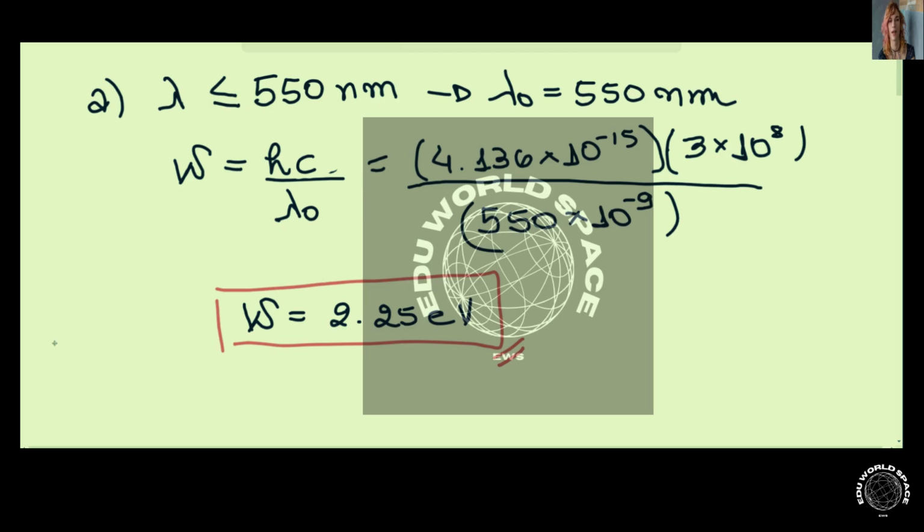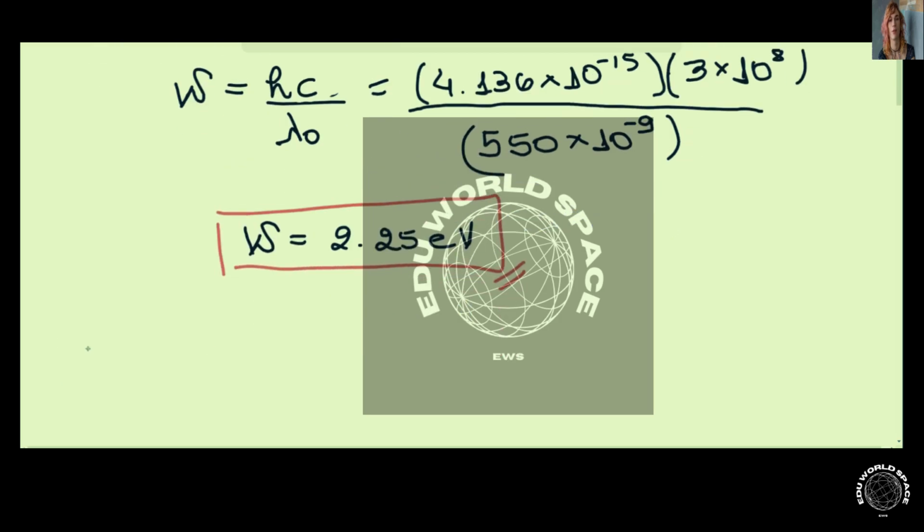Now, in question B, the exercise wants us to suppose that we emit a light beam with a wavelength of 400 nanometers, and asks us to calculate what the stopping voltage has to be in this case.